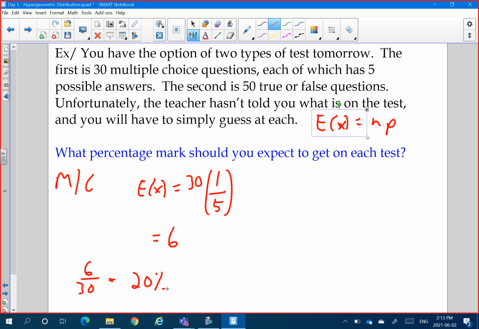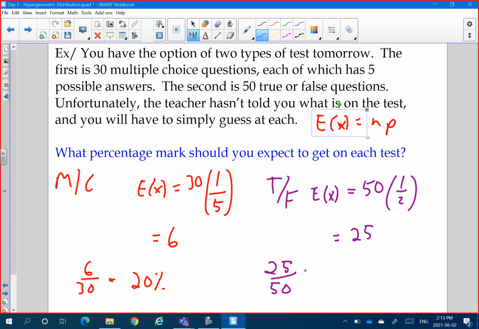Okay, now, in the true-false test, the expected value is going to be, again, how many questions you had, 50. And what's the probability of guessing it right? Well, you've got a lot better odds, right? 1 out of 2, or 50-50. So you should get 25 right. As you probably would have guessed, with a true-false test versus a 5-option multiple choice, if you're just guessing, you have a much better chance to pass the true-false test.